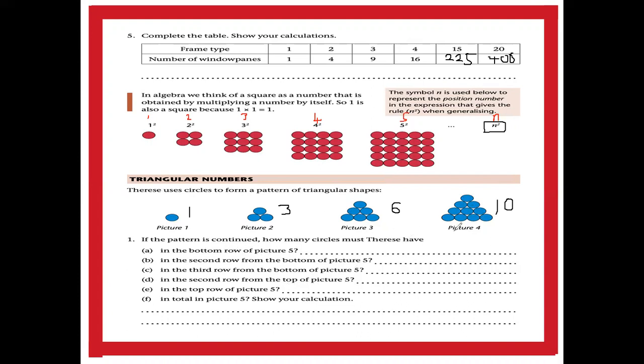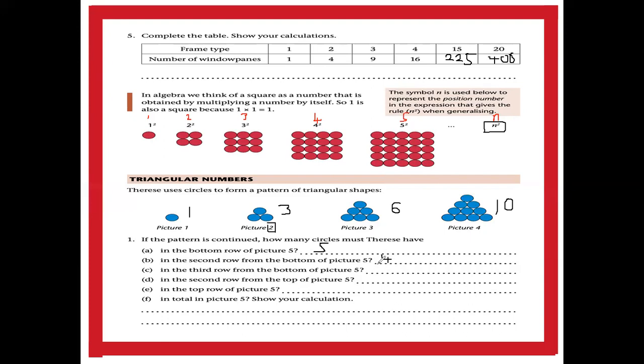The bottom row of picture 5 will have 5. So you can see the bottom row is also the number of the picture. So picture 2 has 2 at the bottom row, picture 3 has 3 at the bottom row, picture 4 is 4 at the bottom row. So the bottom row has 5 in picture 5. The second row from the bottom of picture 5, I think that will be 1 less than 5, so it'll be 4.